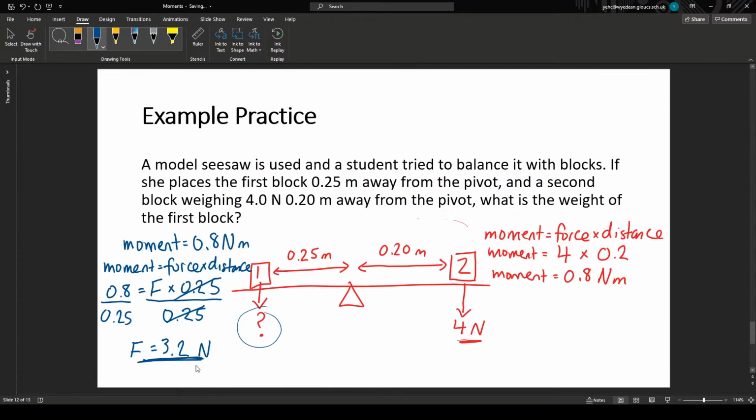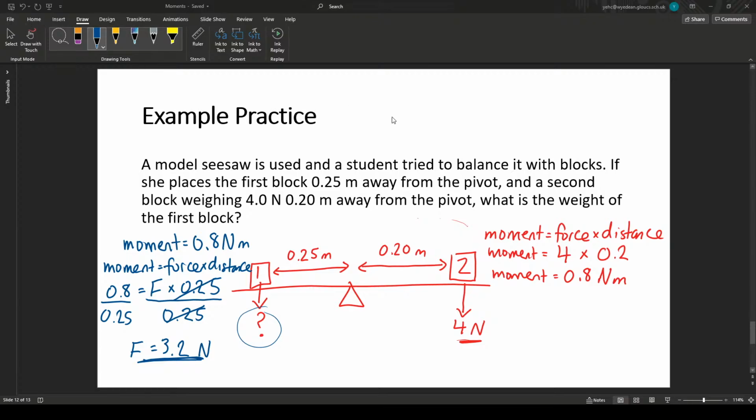Okay, so I know this is difficult stuff, but I want you guys to get to grips with the idea of moments being turning effects of forces, and that the bigger the distance or the bigger the force, the bigger the moment's going to be. And in order for two moments to balance each other out, they have to be exactly the same. And then you can use that to calculate any unknown weights or any unknown distances.